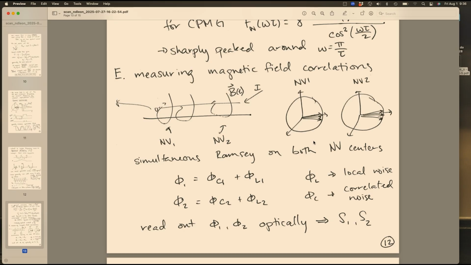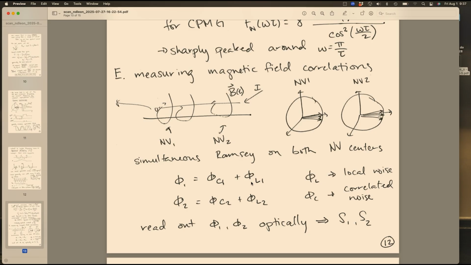So I can do a very, very simple measurement, which is that I take both of my NV centers and I just do a Ramsey on them simultaneously. Okay, and then you imagine that each of them is going to have some correlated component of the noise, part of the phase that they accumulate that comes from this correlated noise. And then maybe they also have some local noise that comes from local nuclear spins or something like that, at much shorter length scales.